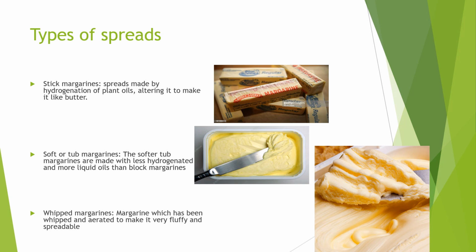These are spreads made by hydrogenating plant oils and adding water, milk solids, flavorings, and coloring to achieve a product similar to butter. Soft or tub margarines are spreads with melting points lower than those of stick margarine because of a higher content of polyunsaturated fatty acid. The third form is whipped margarine, which is stick margarine that has been whipped mechanically into a fluffy form. Increased volume results in fewer calories per given volume.